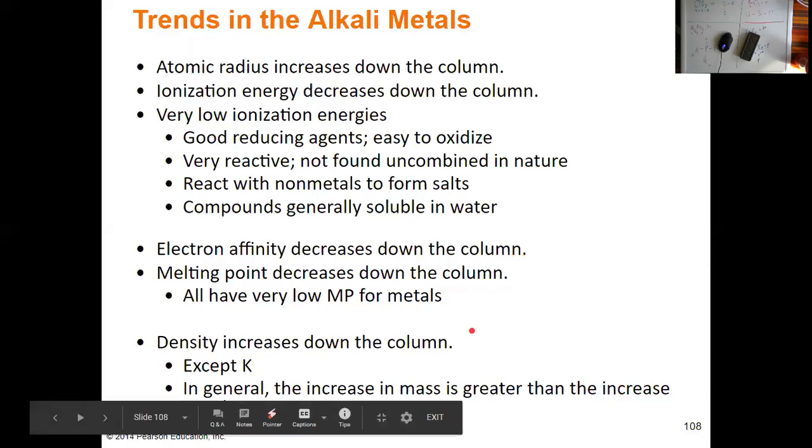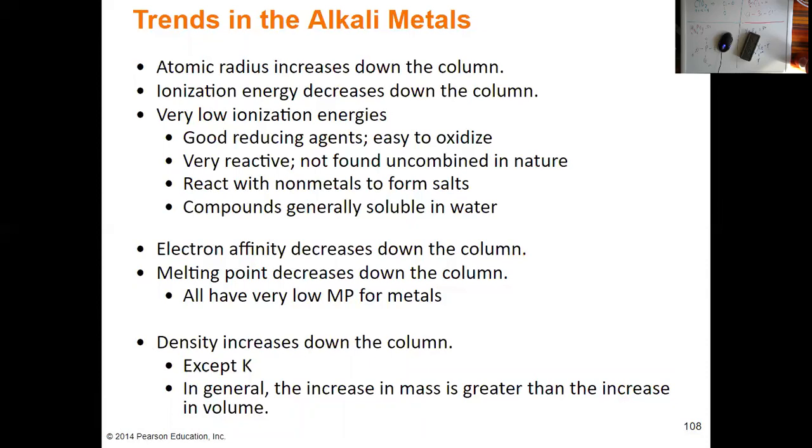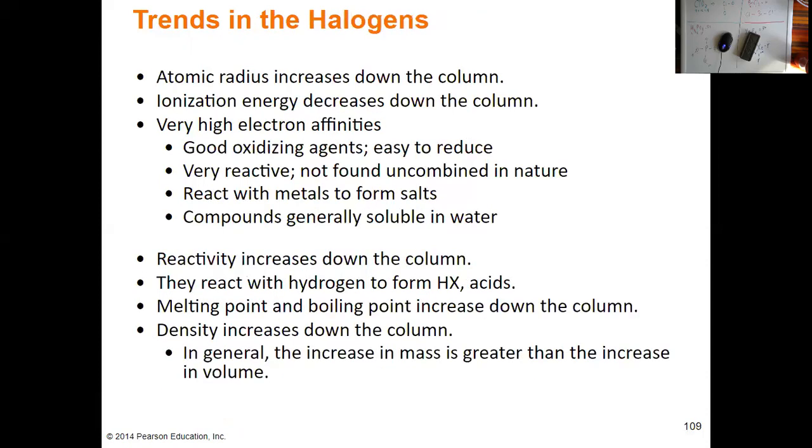If there's anything here that doesn't make sense to you in particular, definitely send me an email about it, because I'm hoping there's not much more I can really say. This is mostly a recap here. Your halogens have a very high electron affinity. They're good oxidizing agents, which means that they are reduced. They react with metals to form salts because metals easily give away electrons. Reactivity increases down columns.